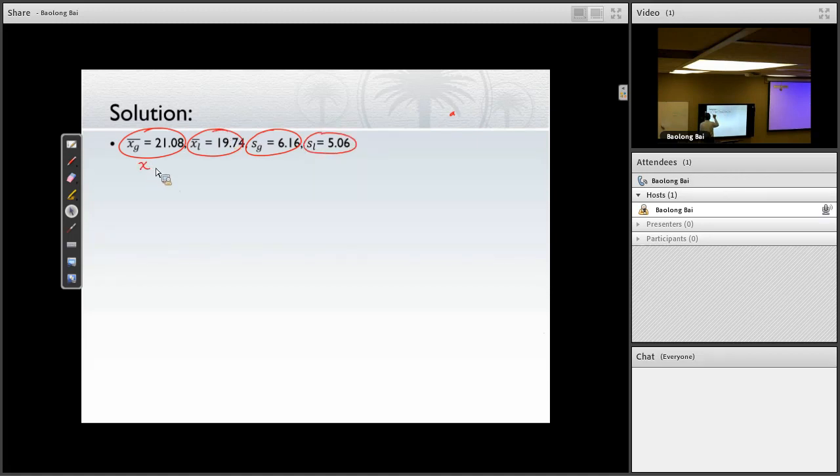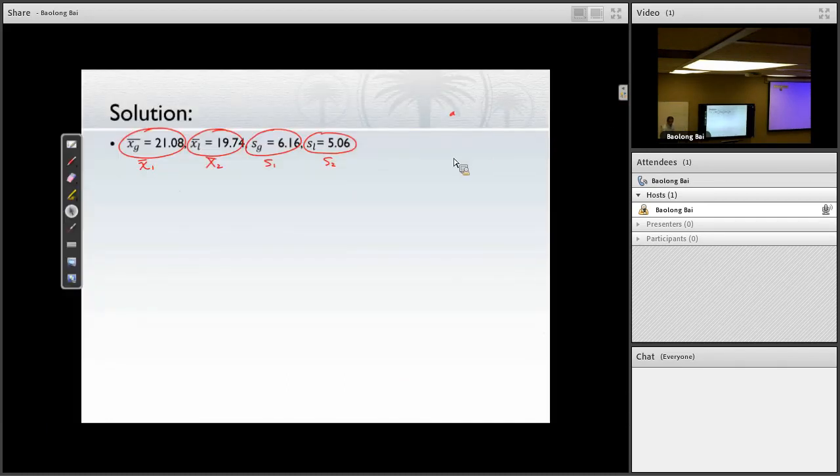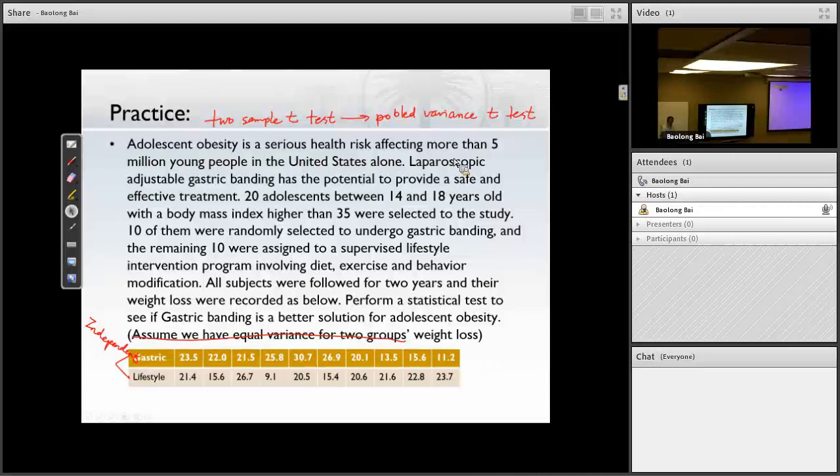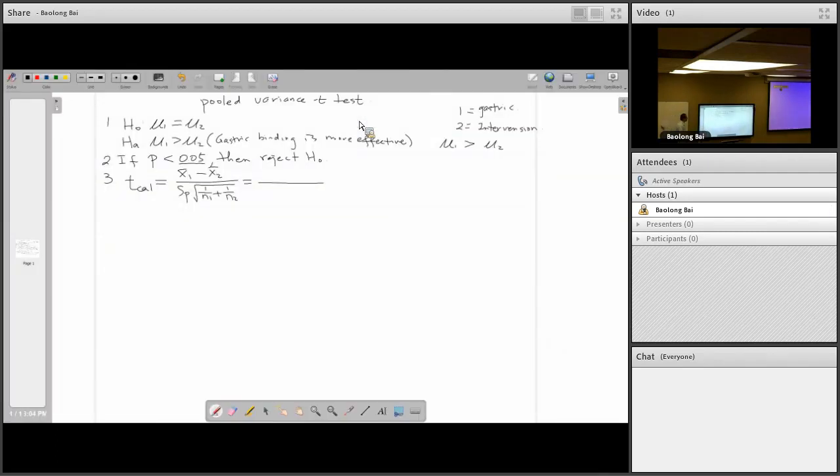So this is basically x1 bar. This is your x2 bar, this is s1, and this is s2, just different notation. You need to be familiar with your own notation. You don't have to use 1 and 2. You can use like a G and L, just to indicate they're different, right? Okay. So now if we put all these numbers in there, don't forget we have sample size as well, right? What's the sample size if you recall? How many people do we have in each of the groups? We have 10 and 10, right? So sample size n1 and n2 are both equal to 10.